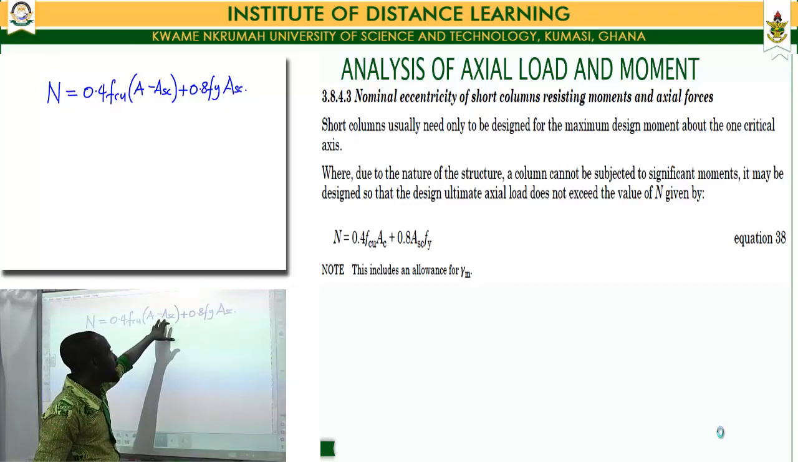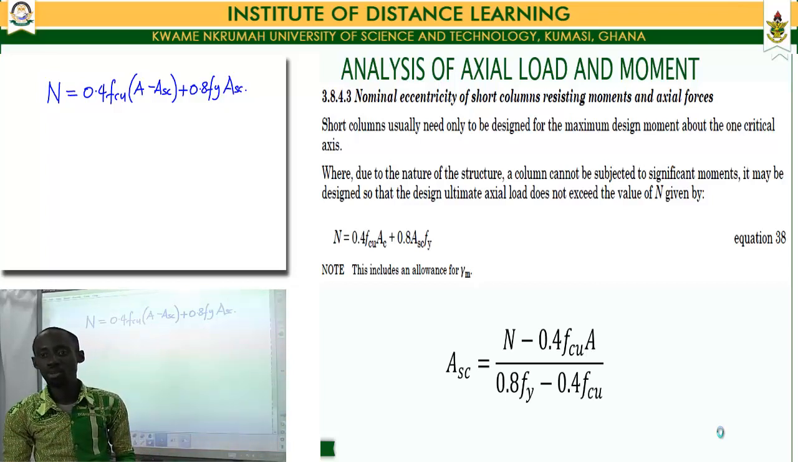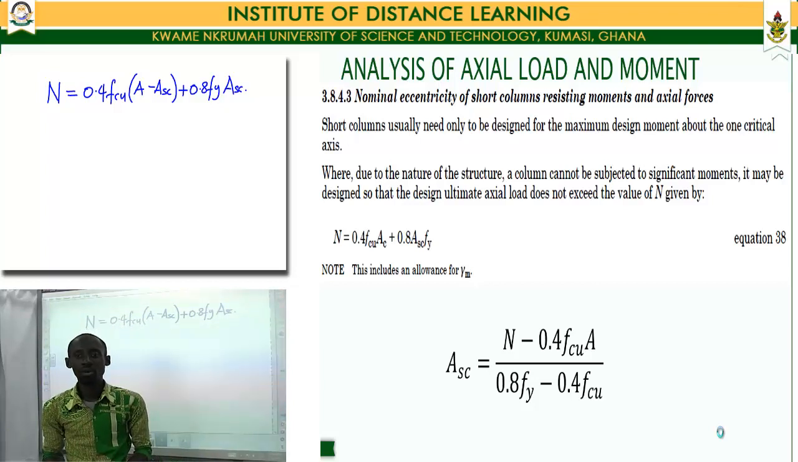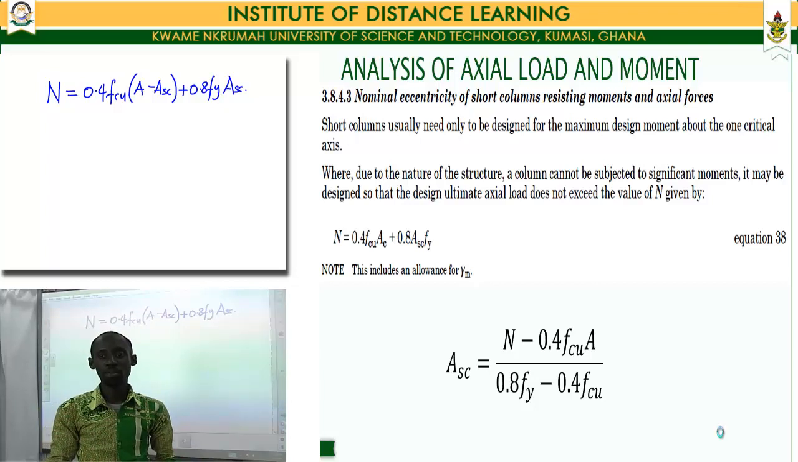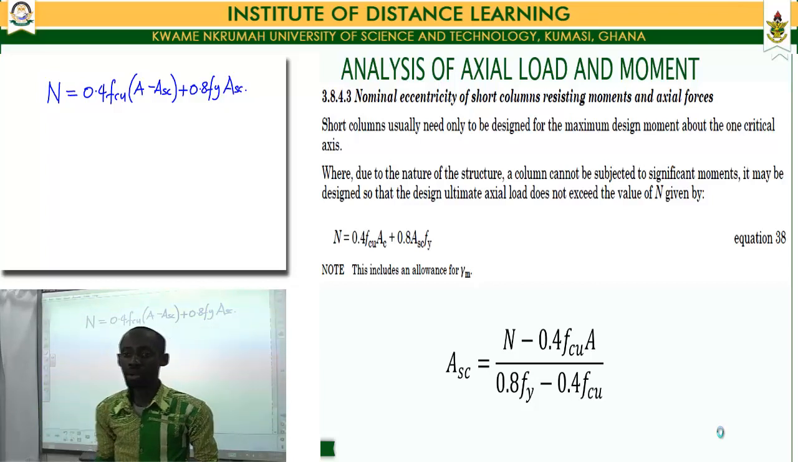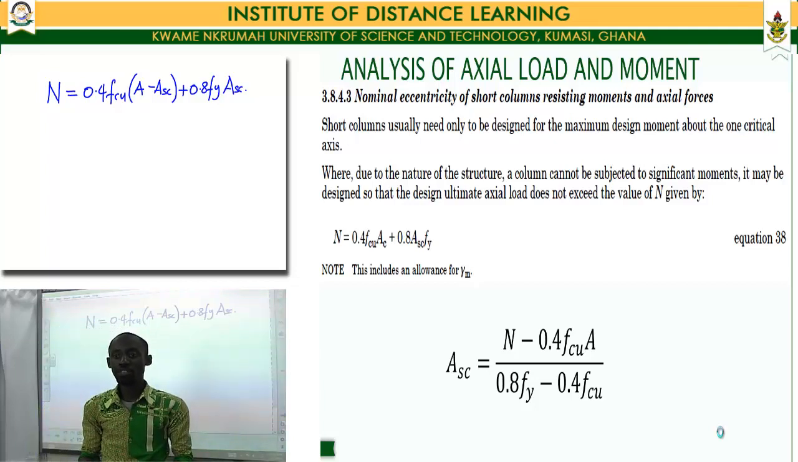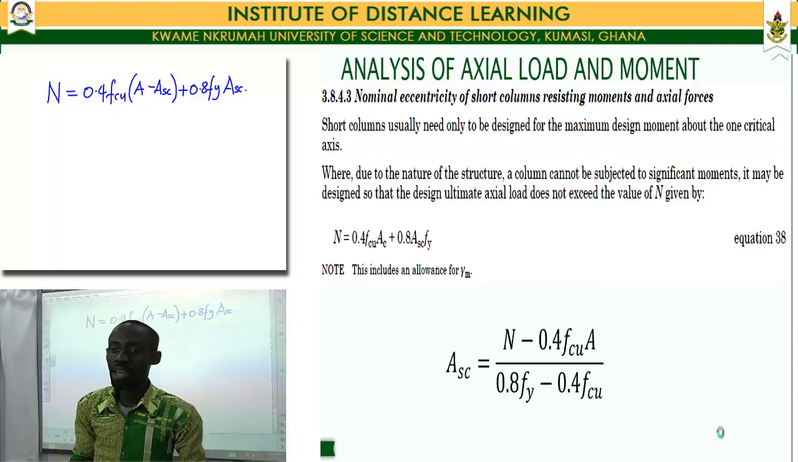Now, making our area of steel the subject of the equation yields this formula to calculate the area of reinforcement required for our concrete section, whereby our ASC is equal to N, our axial load capacity, which is now being equated to our design ultimate load, minus 0.4 FCU multiplied by the gross cross-sectional area of the column, everything divided by 0.8 FY less 0.4 FCU.